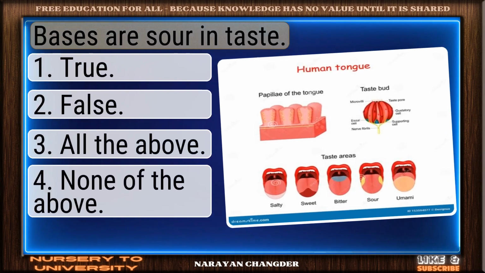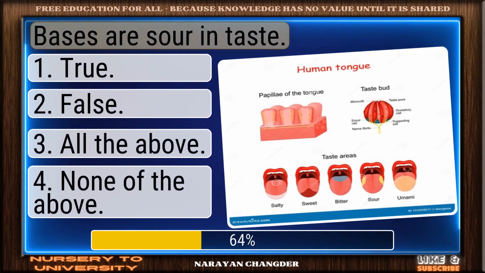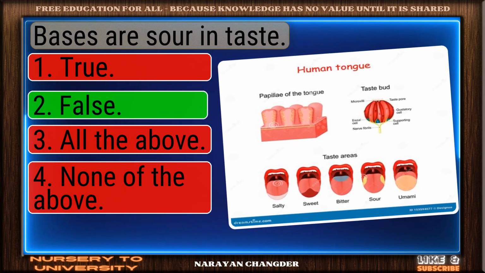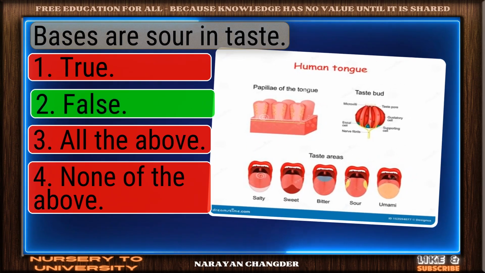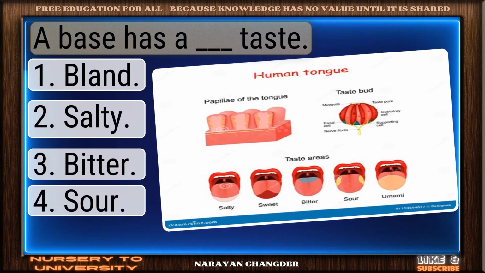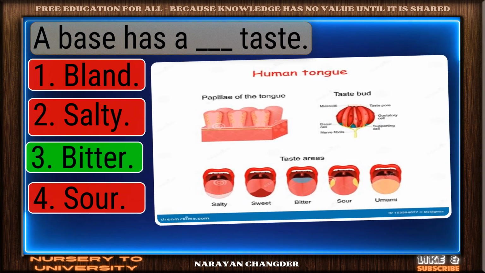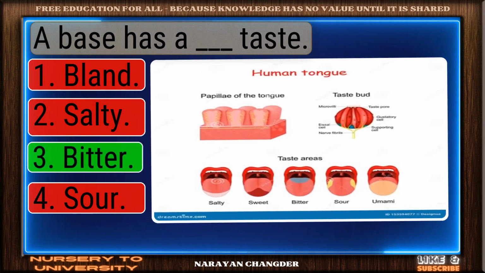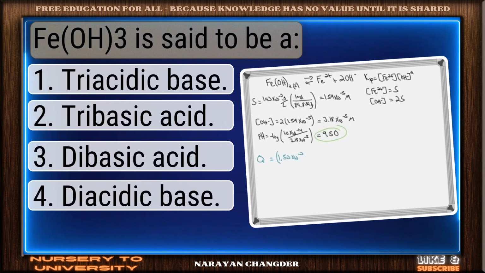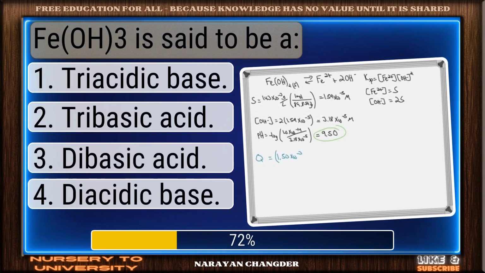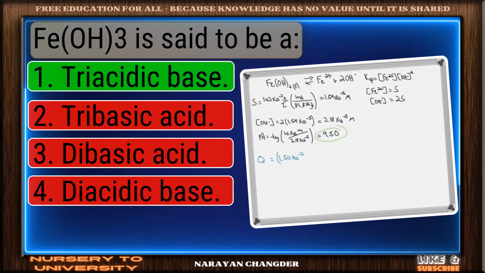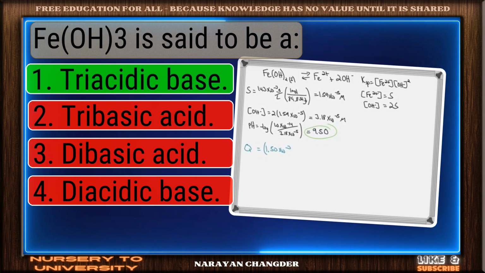Bases are sour in taste. Sharp thinking. False is right. A base has a dash taste. Excellent. Bitter is well reasoned. Fe(OH)3 is said to be a... Perfect. Triacidic base is the one.